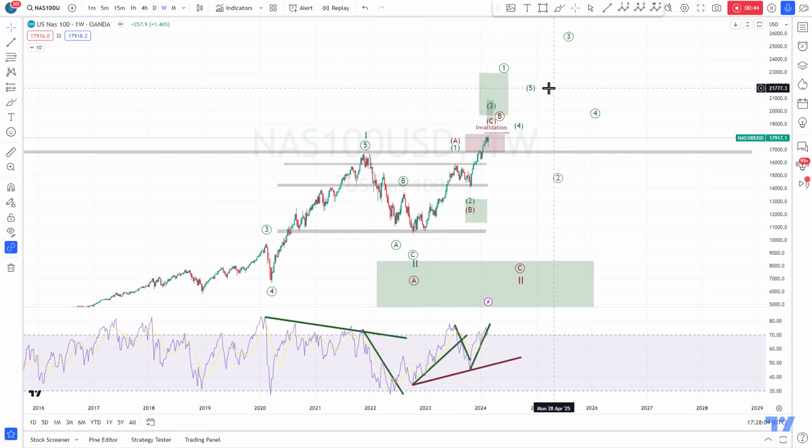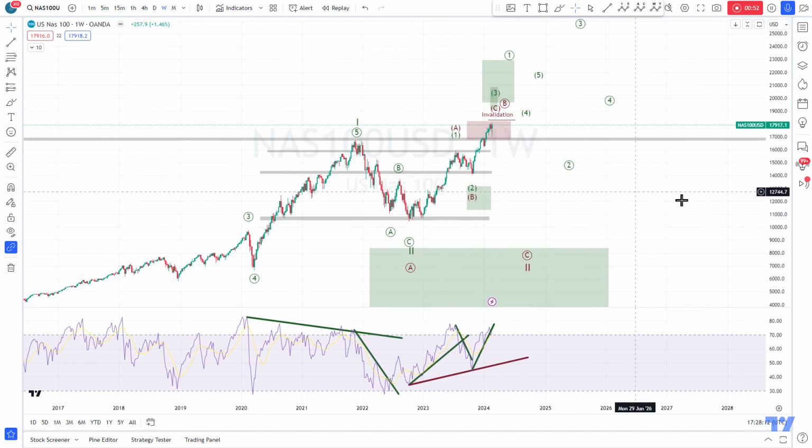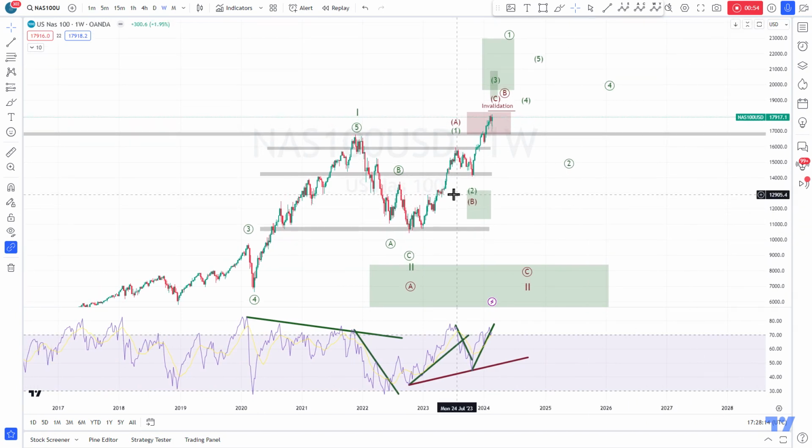For the moment, it's a bit hard to say in which degree we are actually working, but I would say so far we have 3 waves, or we are working on the third wave at least. This looks like a wave 1, wave 2 pullback, and now this wave 3 could be going on. This here is our first target, I would say.